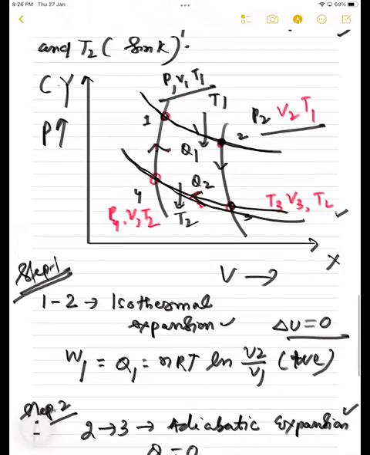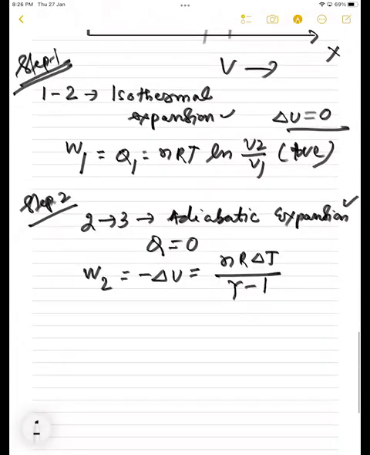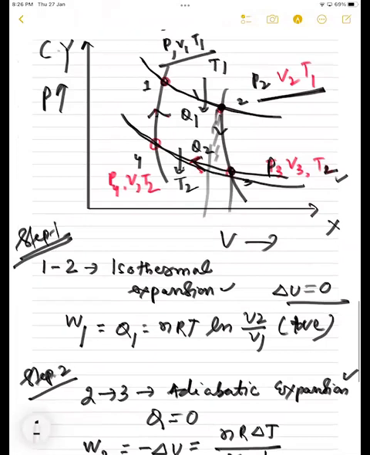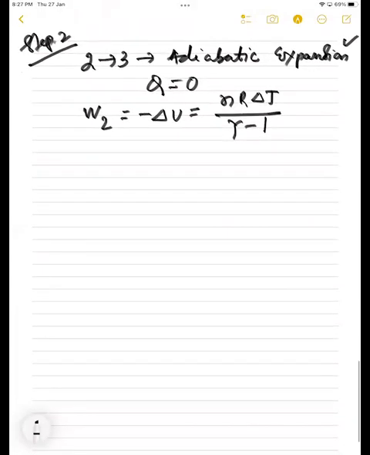That means here P2 V2 T1 to P3 V3 T2, it is changing, right? We can calculate, and this is the area under the curve. We can find this area, and we'll do the numericals on that, right? Then from 3 to 4, this is point 3, this is point 4. 3 to 4 is step 3.